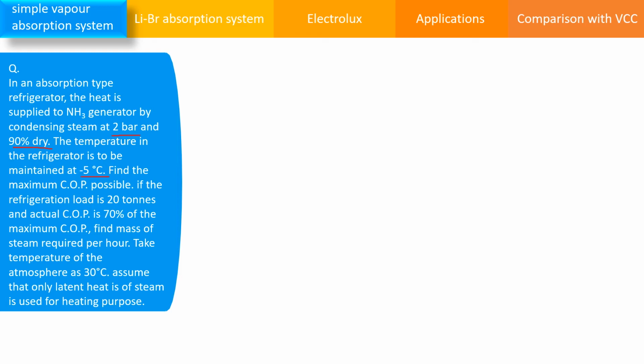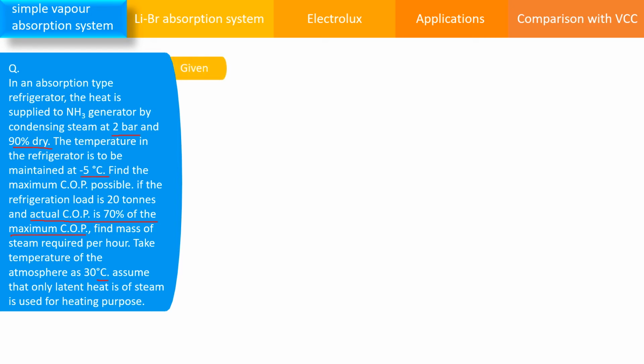Formula we have just covered. If the refrigeration load is 20 tons and actual COP is 70% of the maximum COP, find the mass of steam required per hour. Take the temperature of atmosphere as 30 degrees Celsius and assume that only the latent heat of steam is used for heating purposes. So whatever the latent heat of steam is at that pressure and temperature, that will be considered as the heating part of the system. And here it is given that actual COP is 70% of the maximum COP.